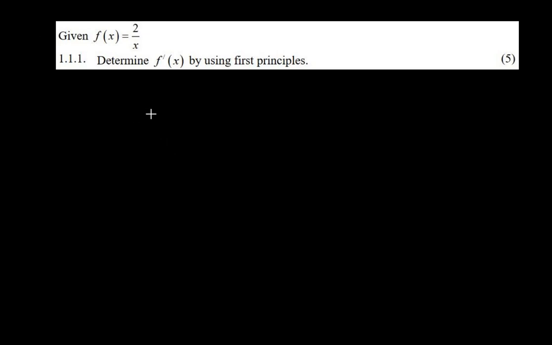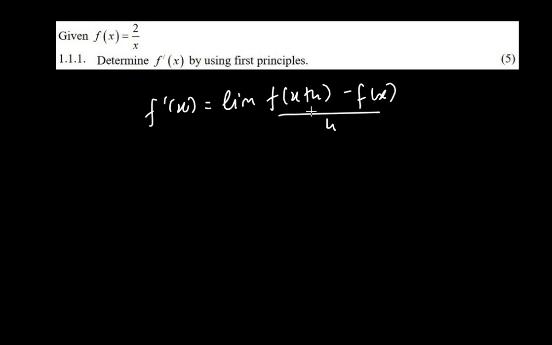The procedure doesn't change. Remember that the derivative of f would be equal to the limit of f of x plus h minus f of x, all divided by h, as h approaches 0. So what are we going to do? We're firstly going to find f of x plus h. To get f of x plus h, I'm going to substitute x plus h where I see x. So I'm going to have 2 over x plus h. So this would be f of x plus h.